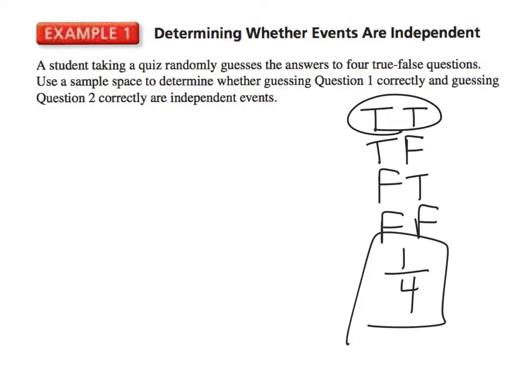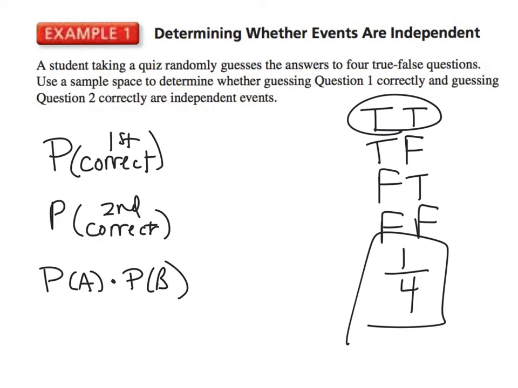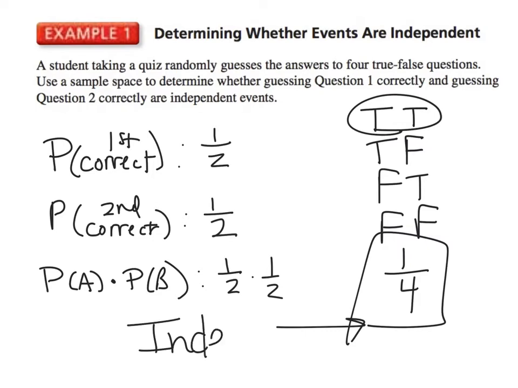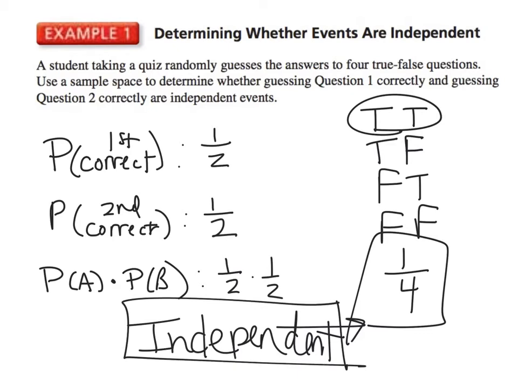So, here's what we're going to do. What is the probability that you're going to answer the first one correctly? Well, it's 1/2. What's the probability you're going to answer the second one correctly? It's also 1/2. If it's independent, we should be able to multiply both of them together and get what we got here. And because 1/2 multiplied by 1/2 does indeed equal 1/4, we know that these are independent. And voila, we've just mathematically proven that this event is independent.